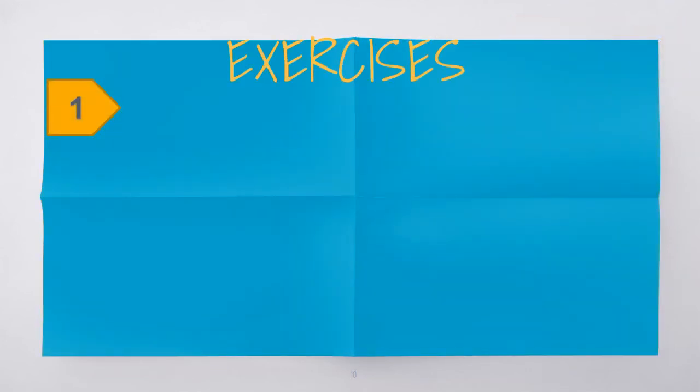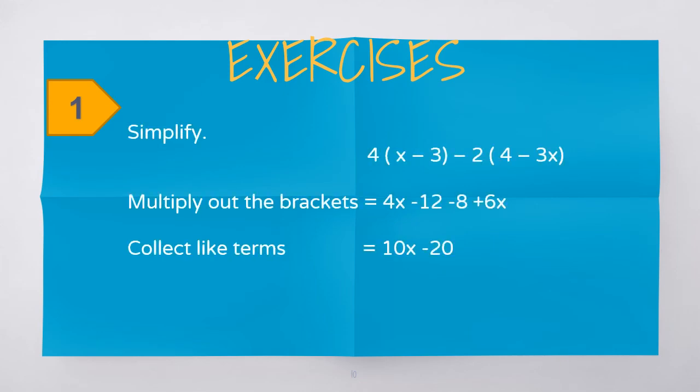Now we are moving on to the exercises. Look at the exercise number 1. Simplifying question. Here you can see some brackets, right? According to BODMAS, first of all we have to solve the brackets. So first let's multiply out the brackets. So the first bracket we should multiply it by positive 4 and second bracket we should multiply it by negative 2. Let's start from the left hand side.